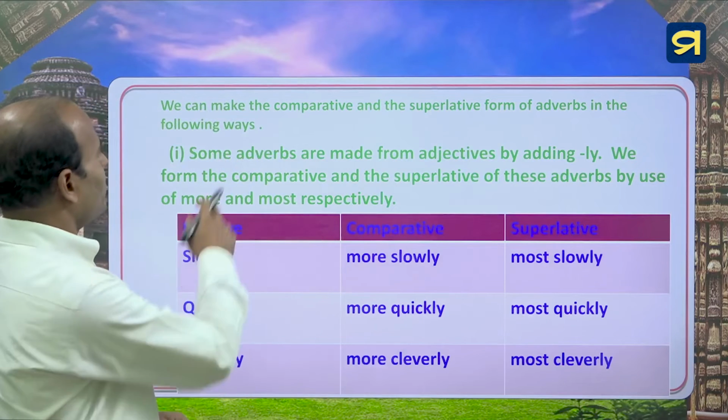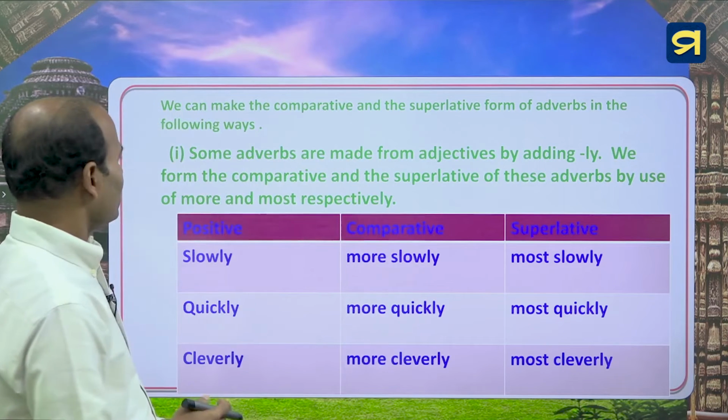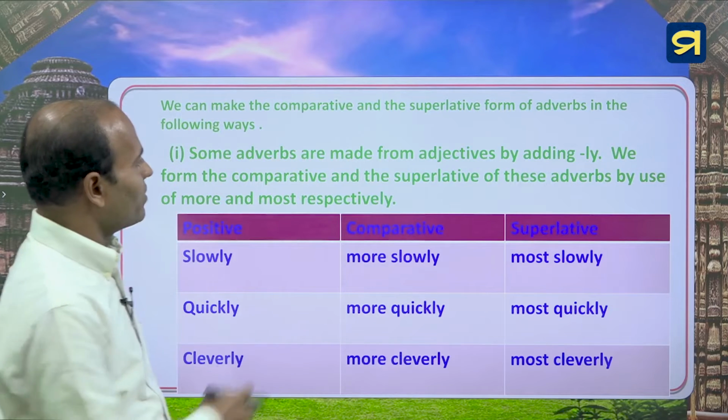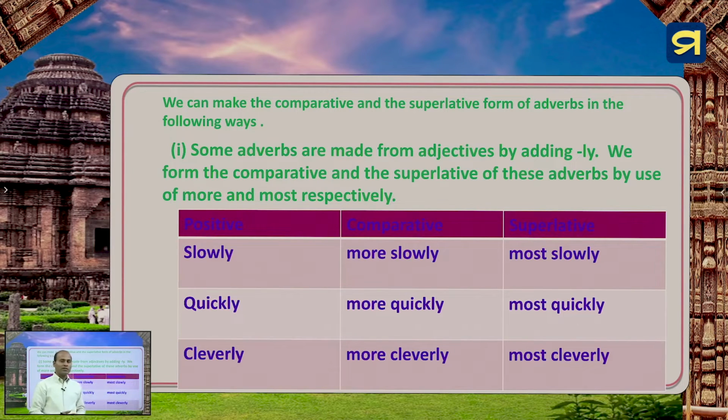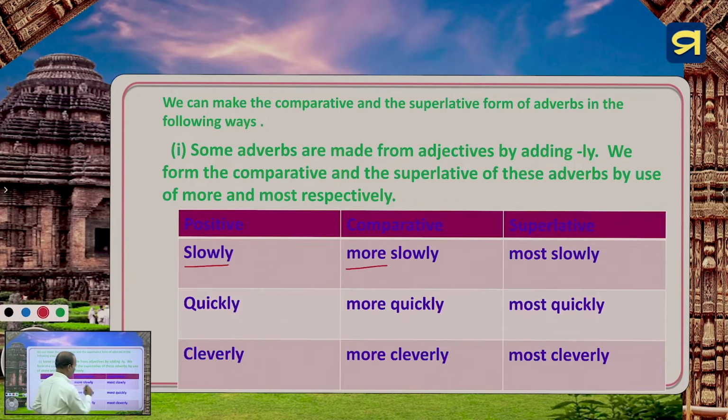So, some adverbs are made from adjectives by adding ly. We have discussed it earlier. So, we form the comparative and the superlative of these adverbs by using more and most. You can see here, slowly, more slowly, most slowly. You can see by adding more and most, we can form their comparative and superlative degrees. Likewise, quickly, more quickly, most quickly. Cleverly, more cleverly, most cleverly. Do you understand? Very good.